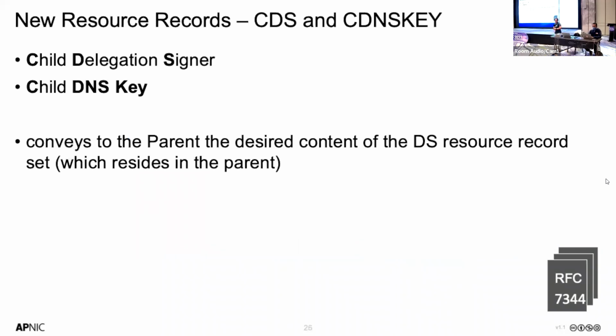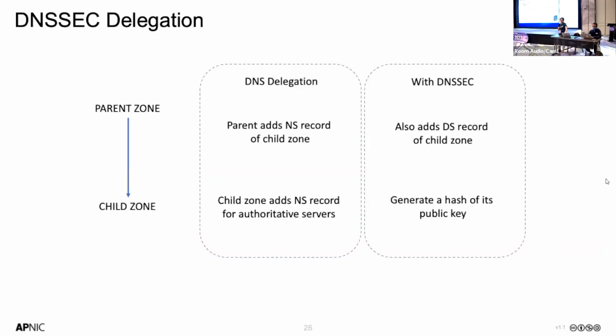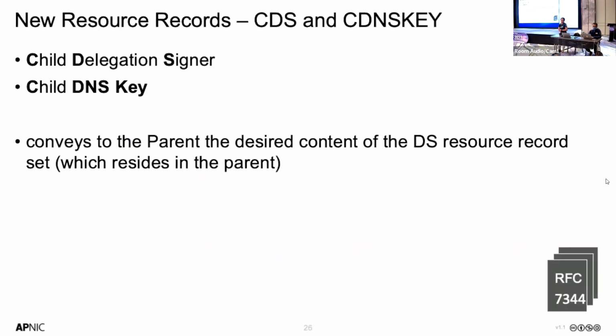Okay. Now, for that part, I said I'm also going to introduce a couple more records, and it helps with this DNSSEC delegation. We have the child delegation signer, or CDS record, and then the child DNSKEY record, which provides information to the parent of what information should be in the DS record resource record set for the child.